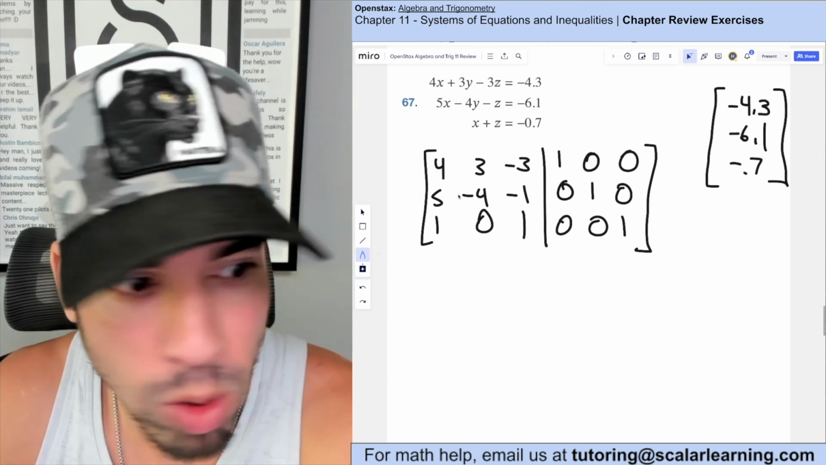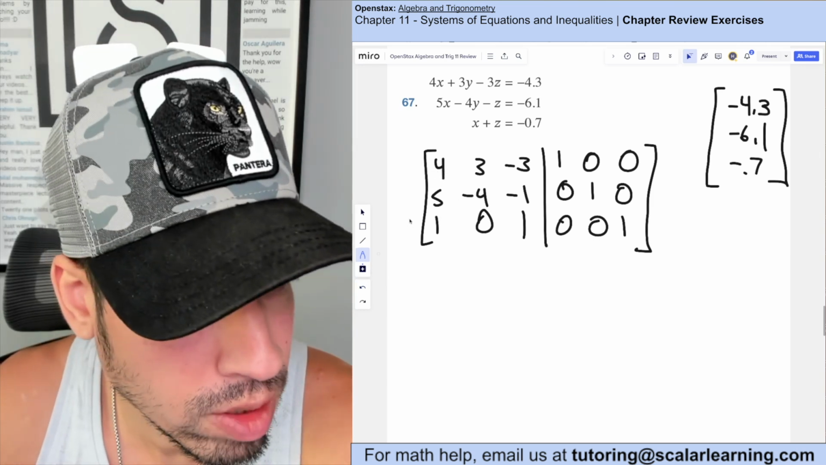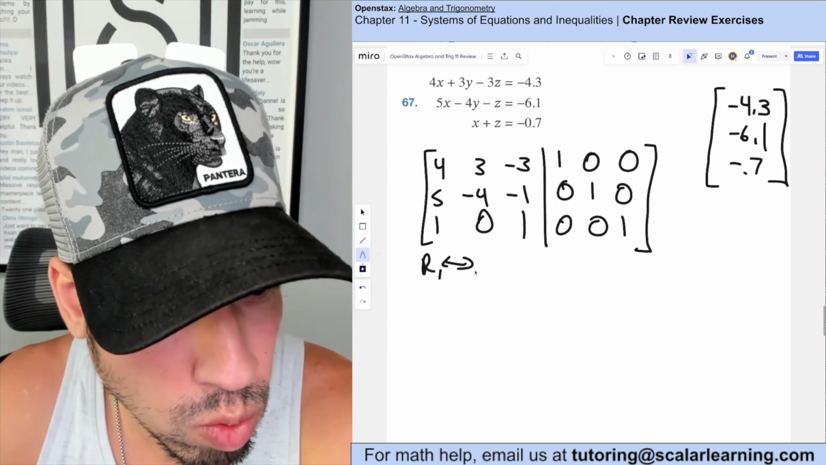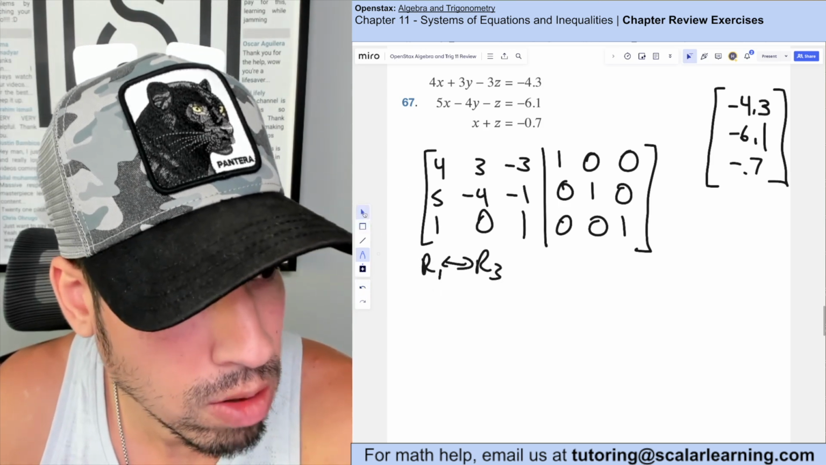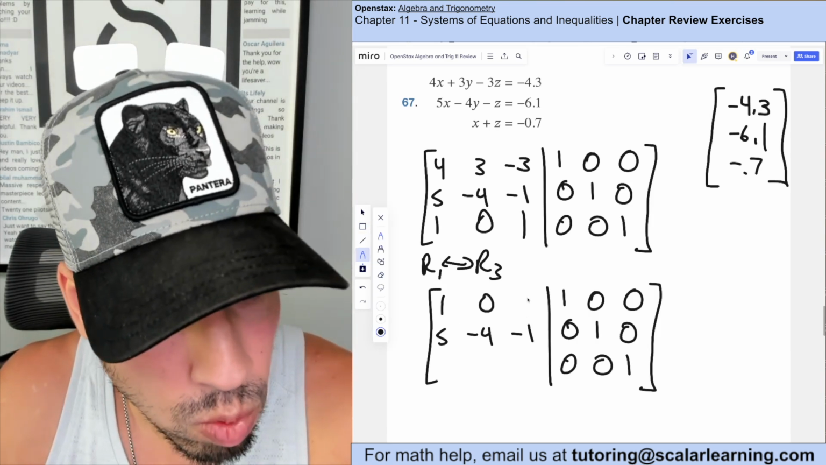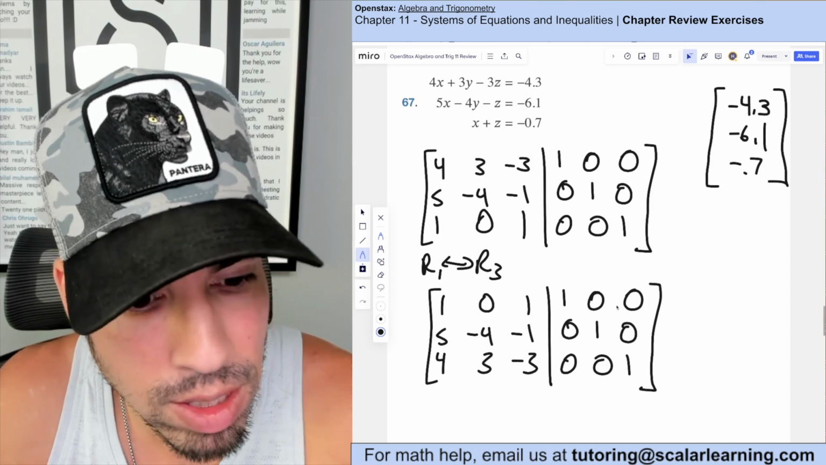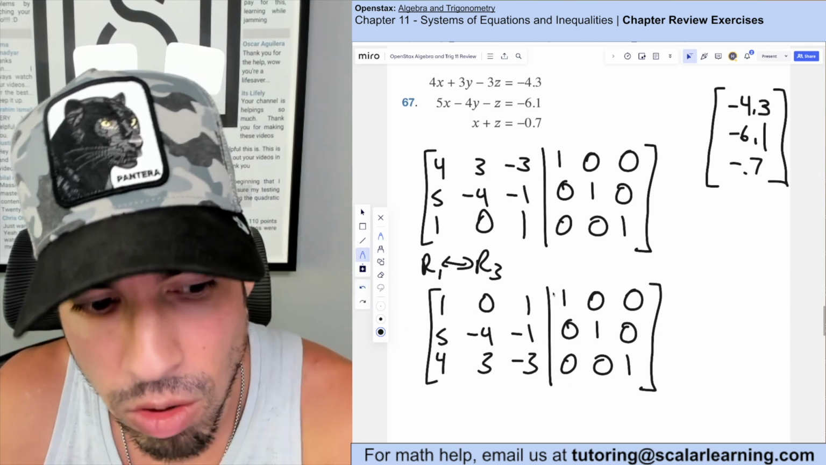by multiplying by 1/4. But an easier move is just to swap these two rows, right? Let's just swap row 1 and row 3. So let's write that out. So we got 1, 0, 1 up here, and then 4, 3, negative 3 down here. And notice how I didn't change this. I left that alone, and that's important.